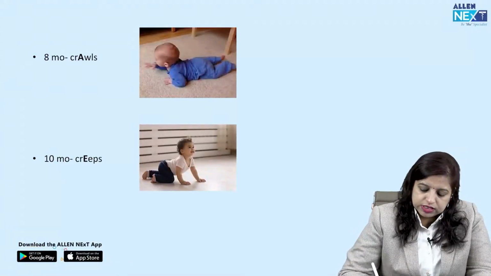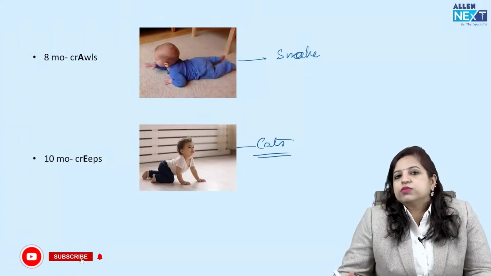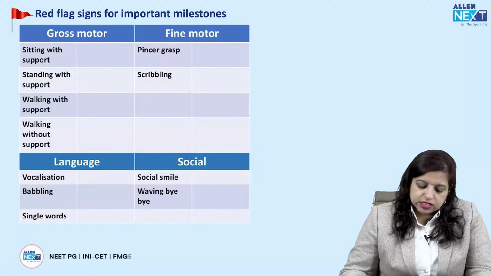So this is what I was saying. This is snake crawling, right? And this is cats creeping. So that is what comes at 8 and 10 months respectively, right? Okay, then let us move forward.